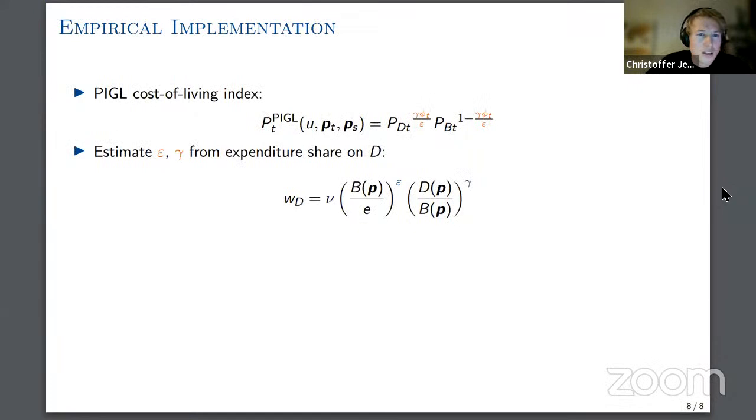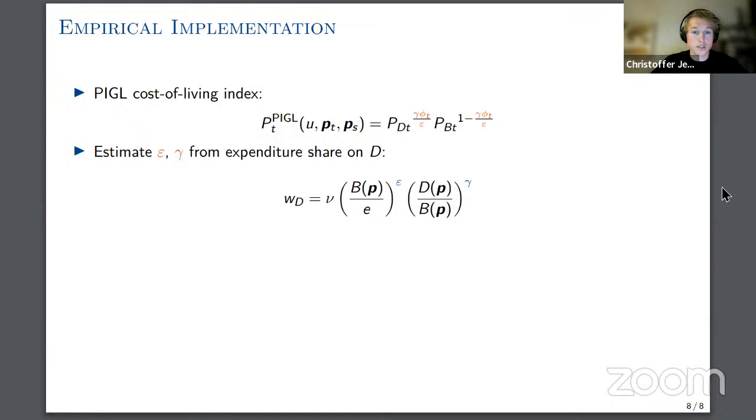The PIGL cost of living index requires only a few things. First of all, it requires that we classify goods into necessities or luxuries. This classification can come from just studying the slope of Engel curves. Downward sloping Engel curves give a necessity good, upward sloping Engel curves give a luxury good. Then in order to compute the index, we also need estimates of epsilon and gamma. And one can estimate these two parameters directly from the expenditure share equations I already showed you.